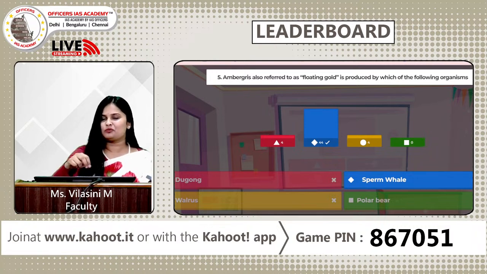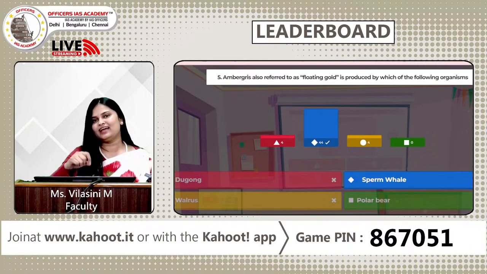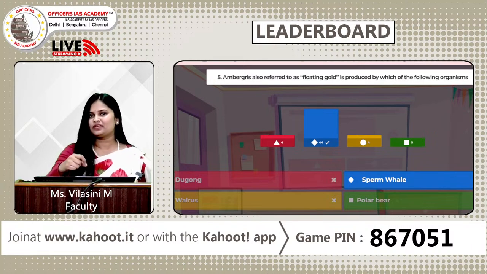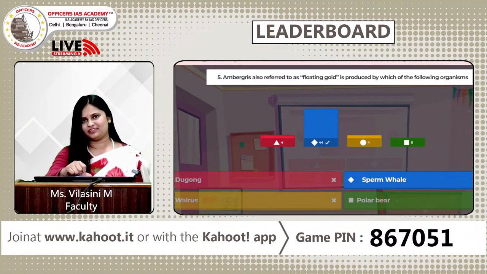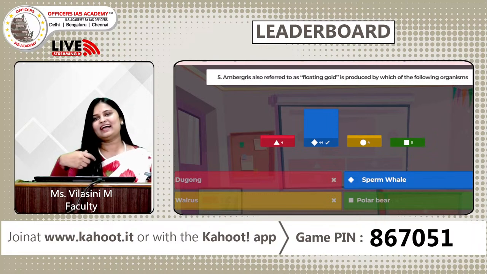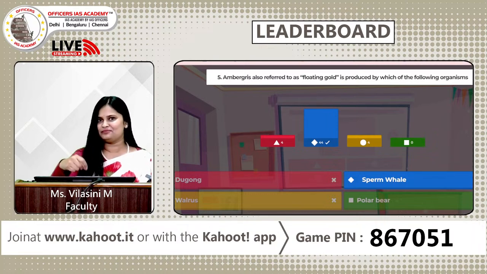A group of sperm whales is referred to as a pod, and a pod contains the females and usually the younger ones. And sperm whales communicate through echolocation, that is through sound waves in water. So these are a few fun facts for you with regard to ambergris and sperm whales, and if interested, make sure you go and read more about them.